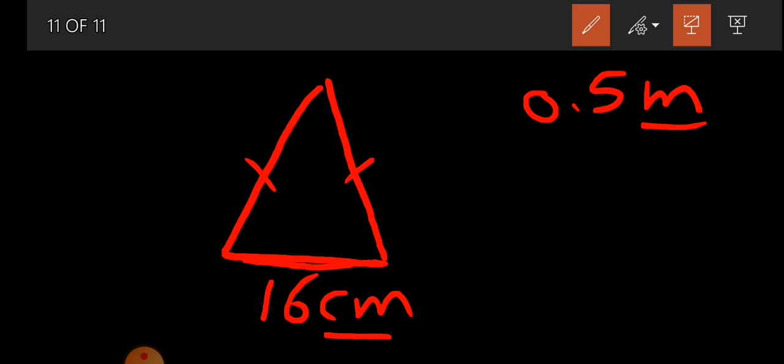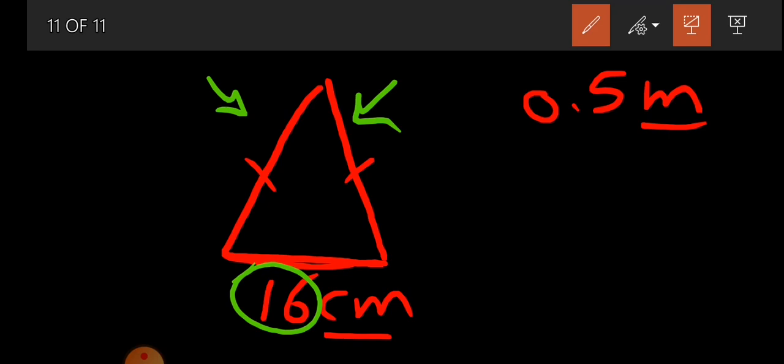The perimeter means if I add the three sides together, I will get 0.5 meter. One side here alone is 16 centimeters. How can I get the length of the other two sides? I want the measure of this one and this one. By the way, the measure is the same because they are equal. So I can get both of them together and divide by 2. Okay. How can I get them together? Yes, the perimeter minus this one.